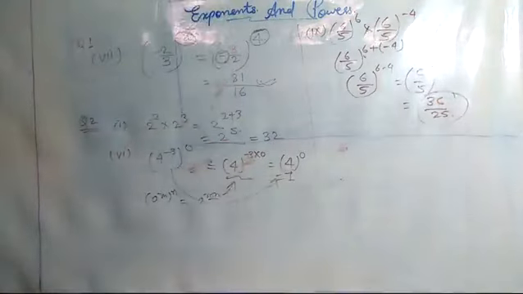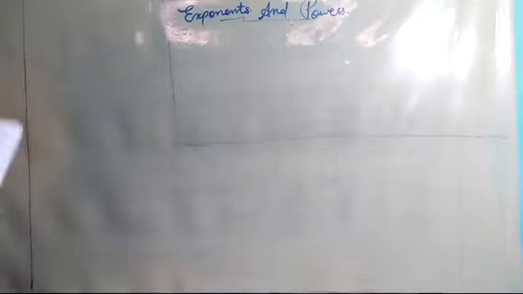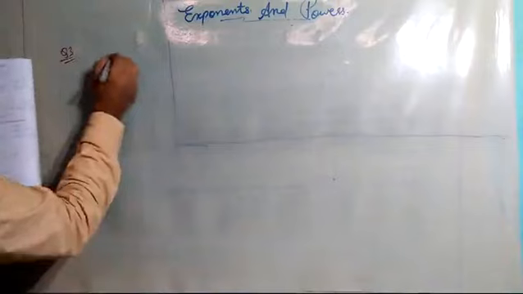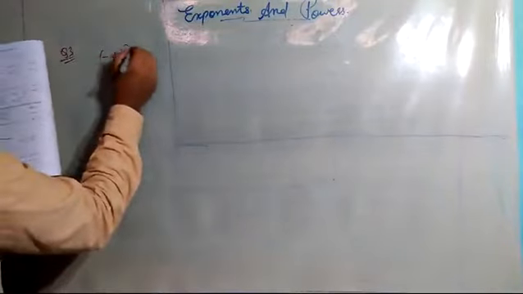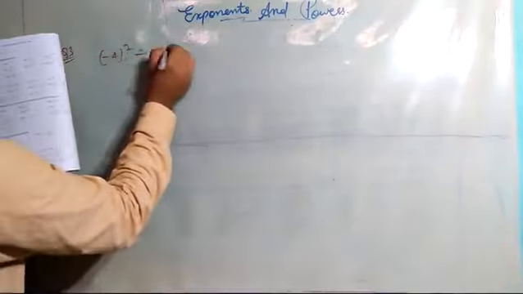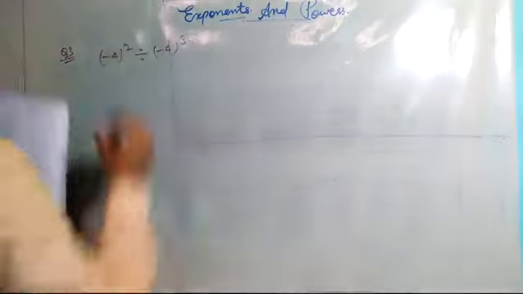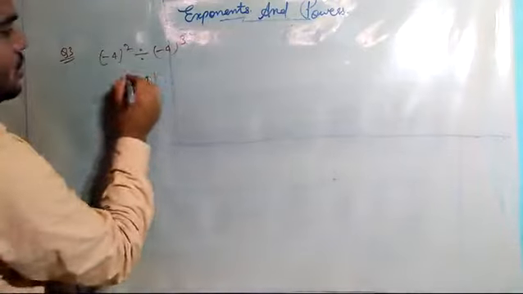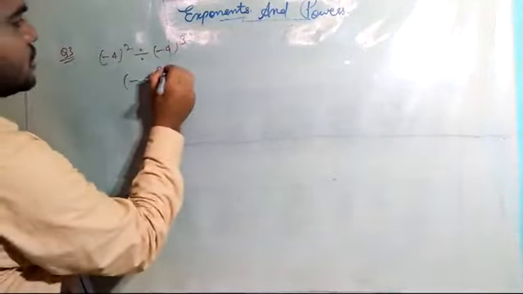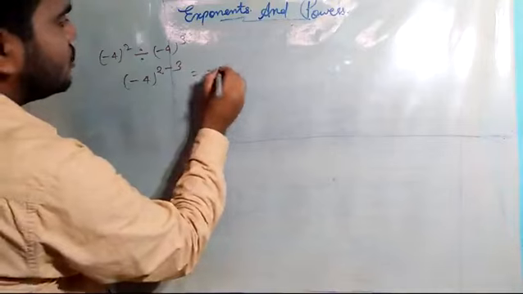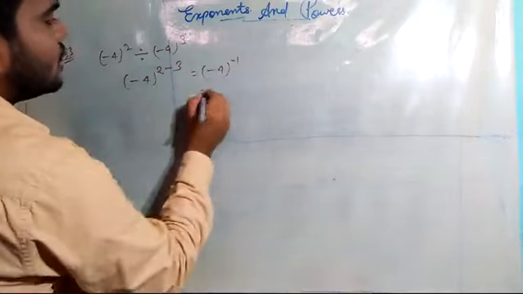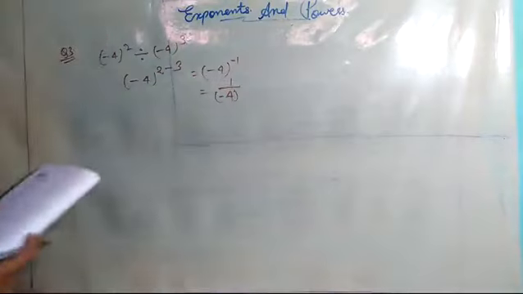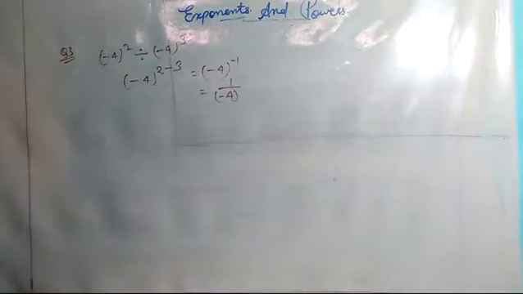Now I will be discussing question number 3. Question number 3 says division law. Simplify (minus 4) raised to the power 2 divided by (minus 4) raised to the power 3. I have told you division means subtraction. So you can write (minus 4) raised to the power 2 minus 3, which is equal to (minus 4) raised to the power minus 1. That means 1 by minus 4. This will be your answer for question number 3, subpart 1.